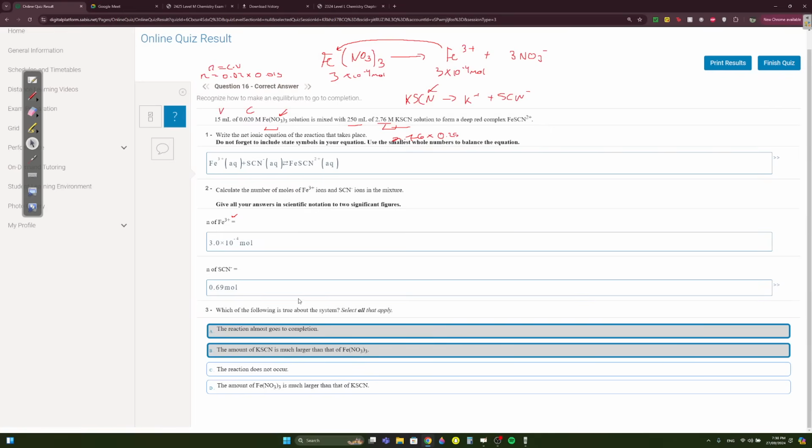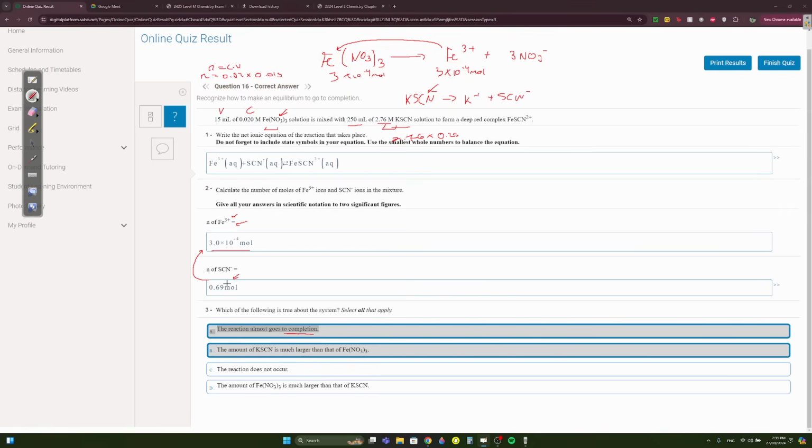What is true about the system? The reaction almost goes to completion. I think that's true for any equilibrium reaction. Oh. What they mean by completion is if you look at the moles here, this is so little and this is way bigger than this. That means it's almost completion.